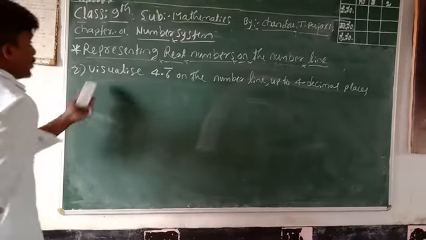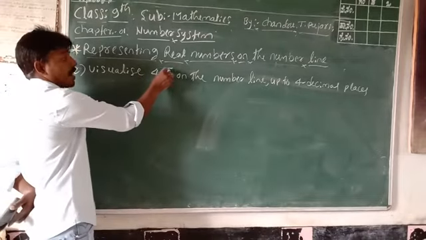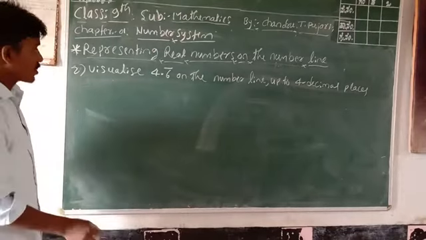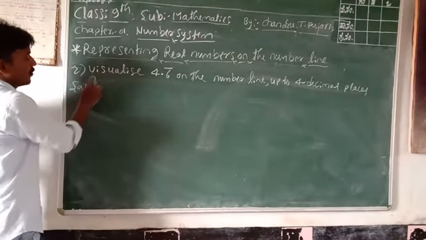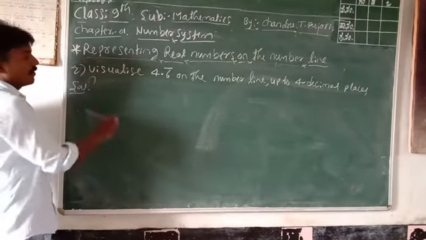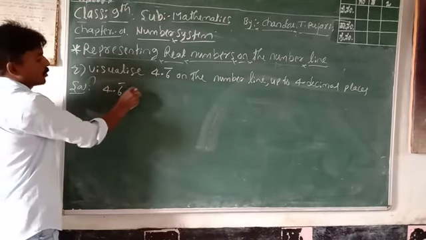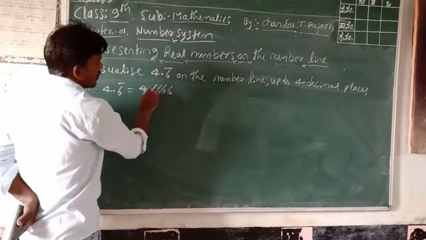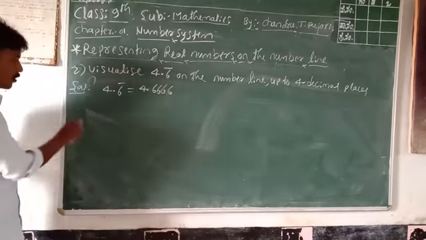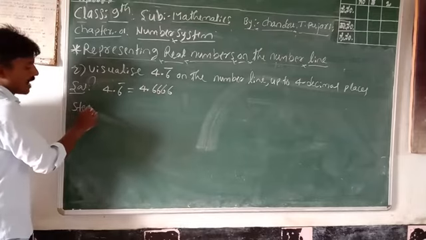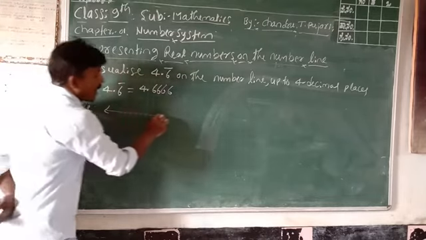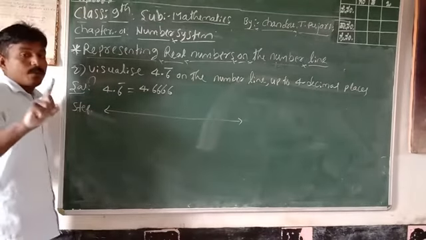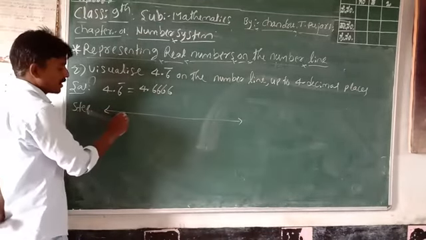Next one: visualize 4.6 bar on the number line up to 4 decimal places. First, you can write the solution. Four decimal places are here, so 4.6 bar is equal to 4.6666, taking 4 decimal places. Step 1: write the number line. 4.6 is between which numbers? Only 4 and 5.